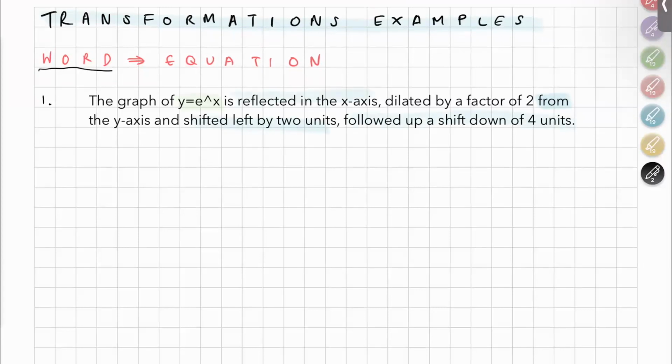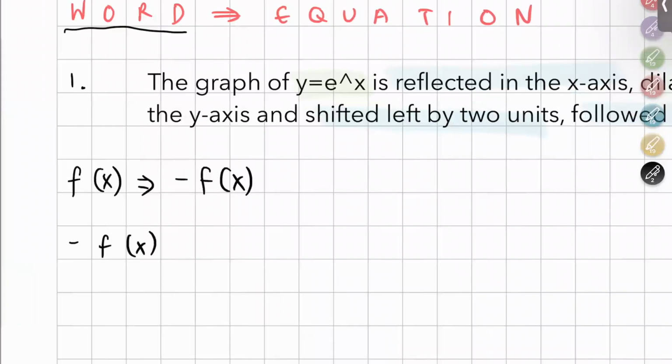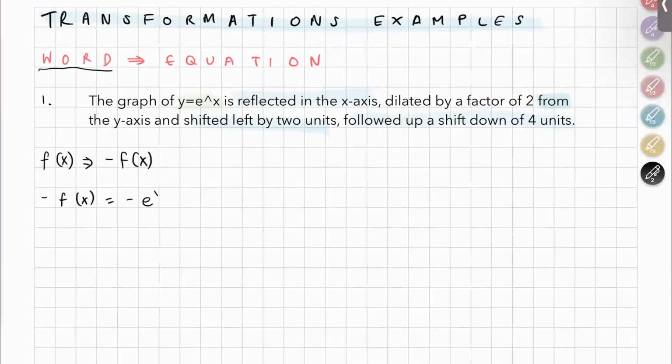Okay, so first step, we always start off with equations. So f of x becomes negative f of x. If you're reflecting in the x-axis, that has an effect on the y value, which occurs outside the function. So that becomes negative f of x equals, we're going to apply that to the original function, which is e to the power of x. Therefore, you get negative e to the power of x.